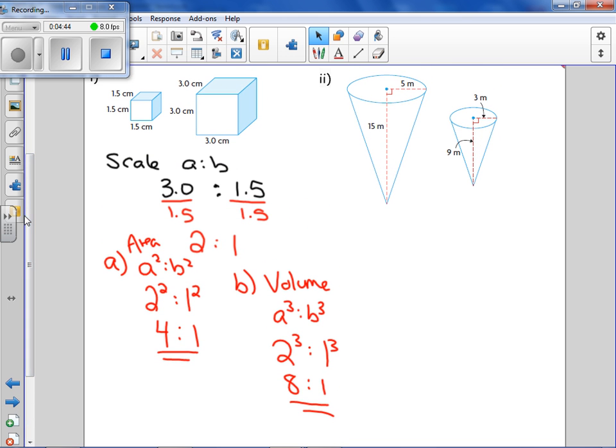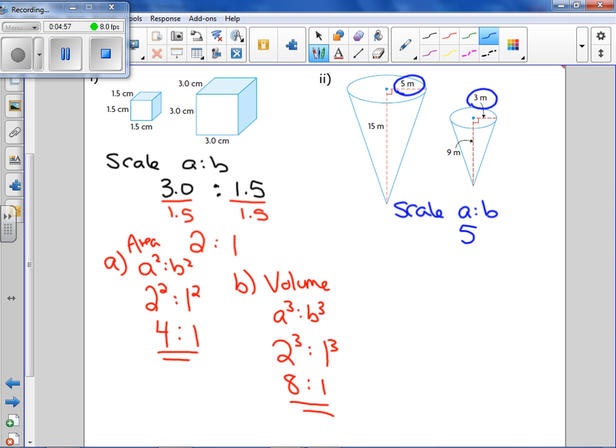The second is 2 cones. So again, the first thing I need to know is my scale, which is a to b, which are just sides. So 5 would go with the 3. So I know my scale is 5 to 3. I can't reduce that, so now I'm going to work through. A is my area, and we were taught that that's a squared to b squared. A being 5, b being 3. 5 squared is 25. 3 squared is 9. So my answer is 25 to 9.